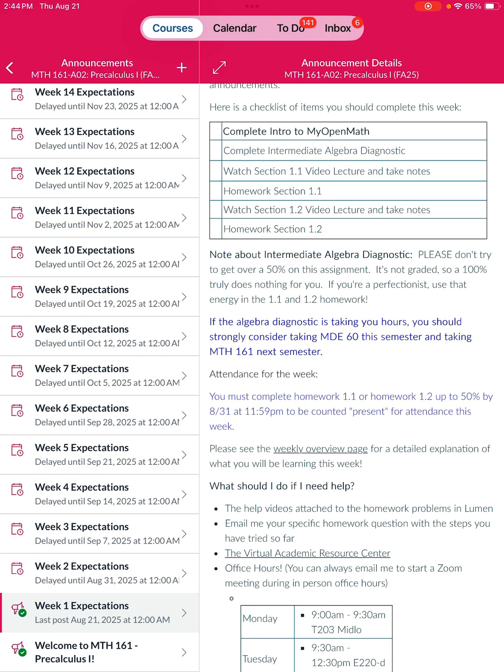You can see below attendance for the week. In blue, it says you must complete homework 1.1 or homework 1.2 up to 50% by 8/31 at 11:59 p.m. to be counted present for attendance this week. So look at the weekly announcement. Every single one of them lays out exactly what I'm expecting.